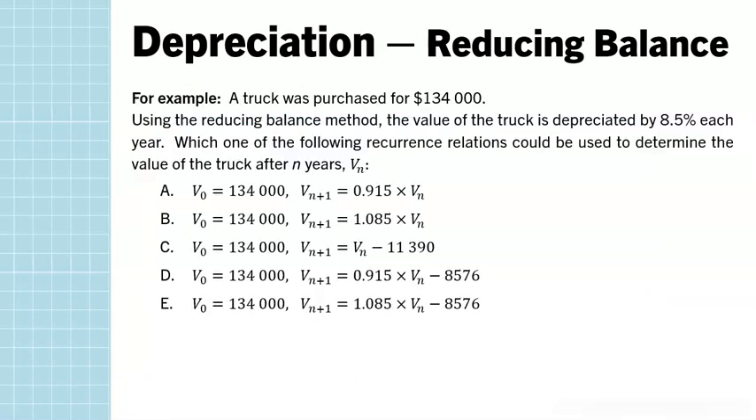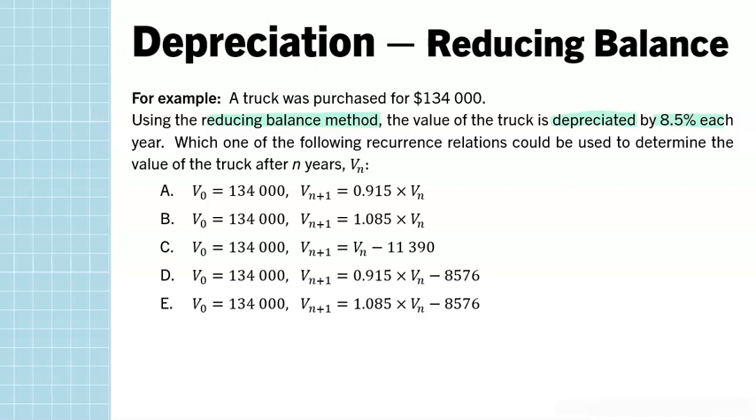So just 2 examples to have a look at this reducing balance depreciation. If I have a truck that was purchased at $134,000, using the reducing balance method, the truck is being depreciated by 8.5% each year. Which of the following recurrence relations could be used to determine the value of the truck after n years, given as Vn?